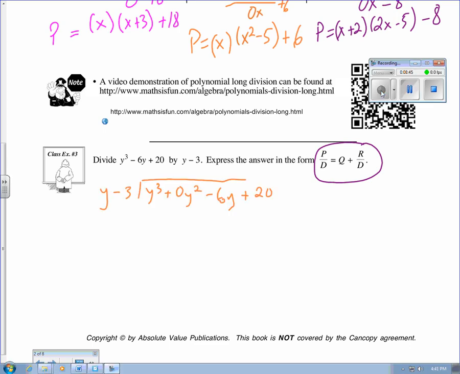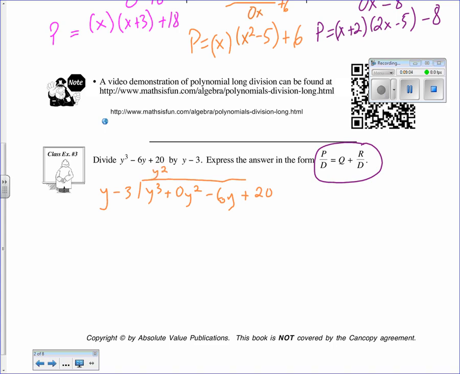So I've given myself all the descending powers of y cubed, 0y squared, I've got a 6y, and I've got a 20. My attention is always on the first term. So something times y is y cubed, that's y squared. And y squared times minus 3y is minus 3y squared. I have to subtract, making sure to watch signs. So y cubed minus y cubed, that's gone. But 0 minus minus gives me 3y squared.